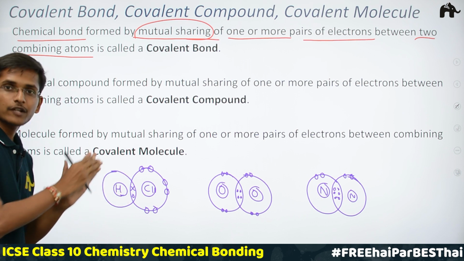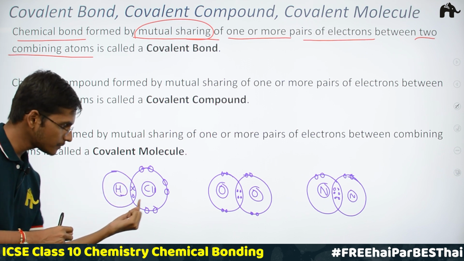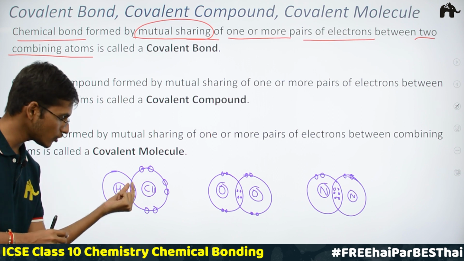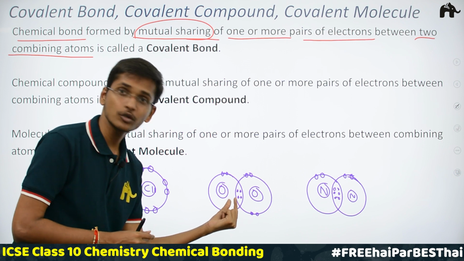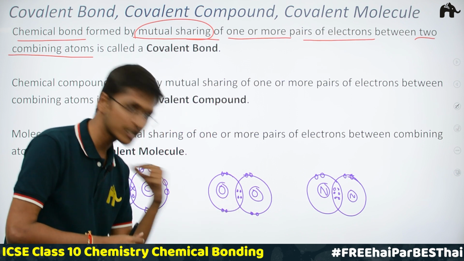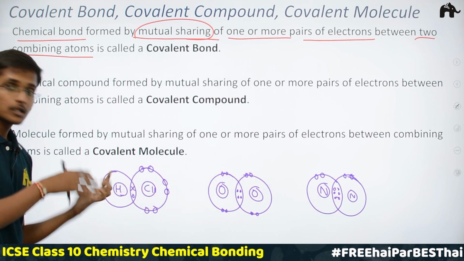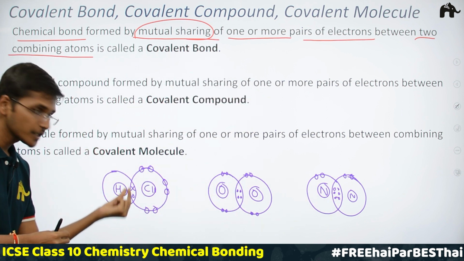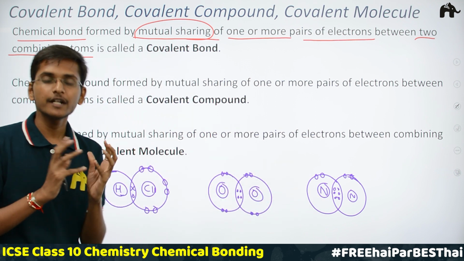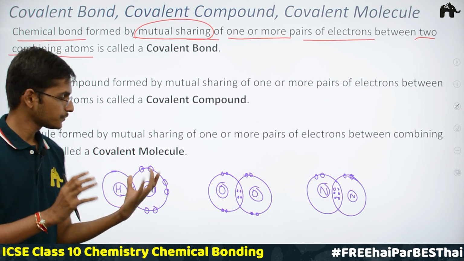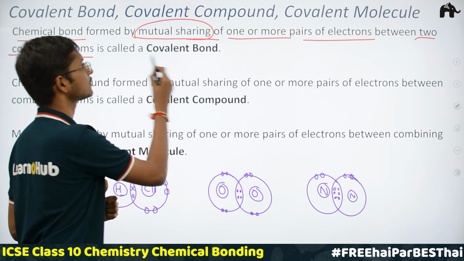Now this is what mutual sharing actually means. One electron of the pair is contributed by one atom, and the other electron of the pair is contributed by the other atom. So, mutual sharing of one or more shared pairs of electrons. You can see here in this oxygen molecule there are two shared pairs of electrons. In this nitrogen molecule there are three shared pairs of electrons. So the chemical bond formed by mutual sharing of one or more shared pairs of electrons between two combining atoms is called a covalent bond.